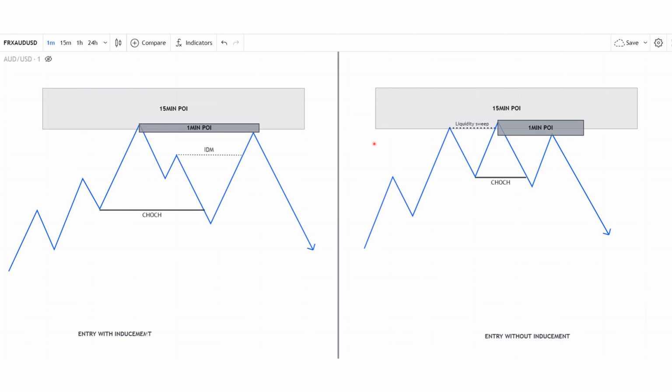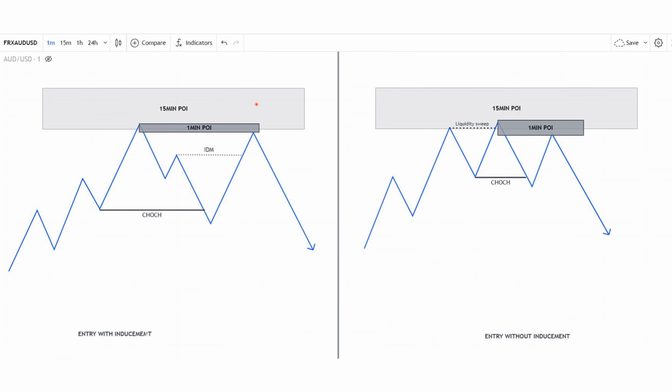All right, so with that being said, let's get into it. I'm giving you the two most obvious and straightforward high probability entry setups. The first one is the entry with inducement, and then the entry without inducement. Now both of these entries should form in your point of interest.